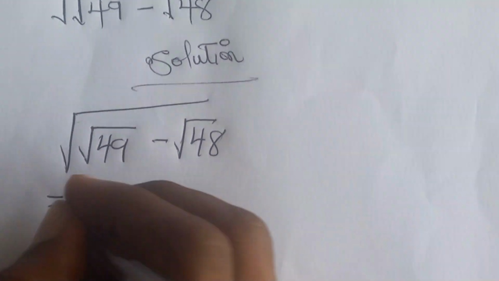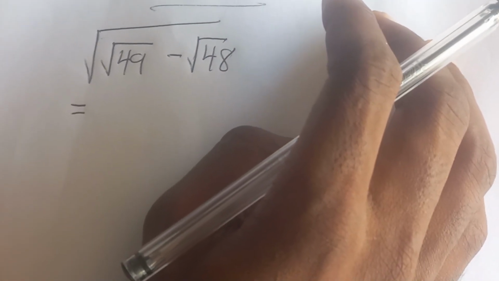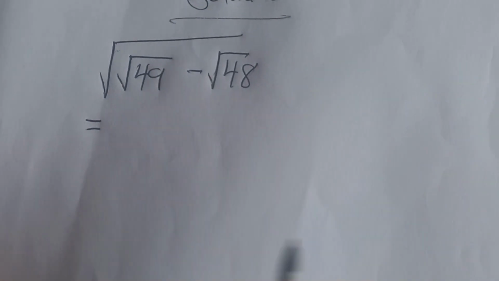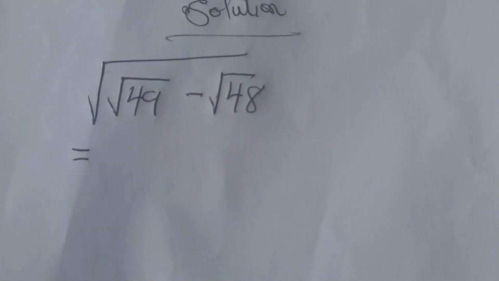So, looking at this, we have to solve this radical equation. Looking at this, we have to solve, without a calculator, the square root of root 49 minus root 48.